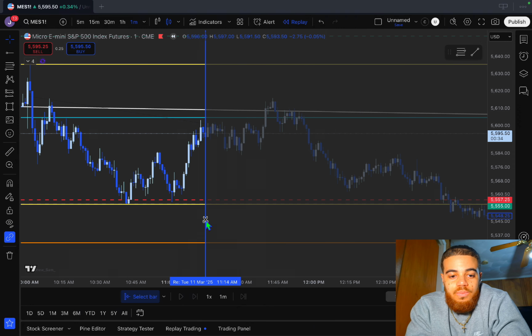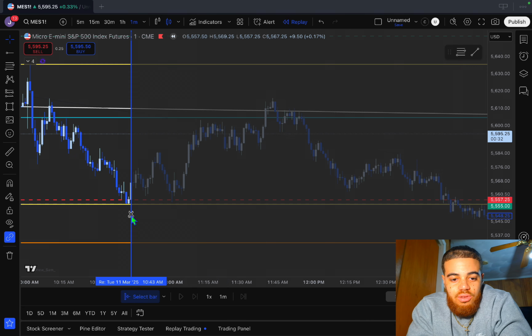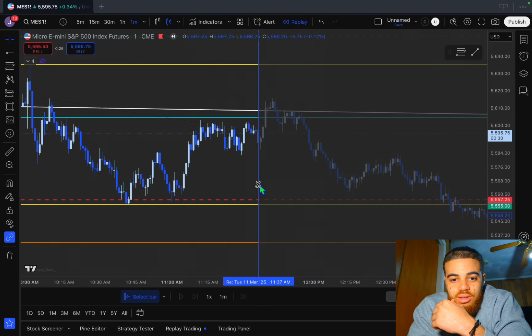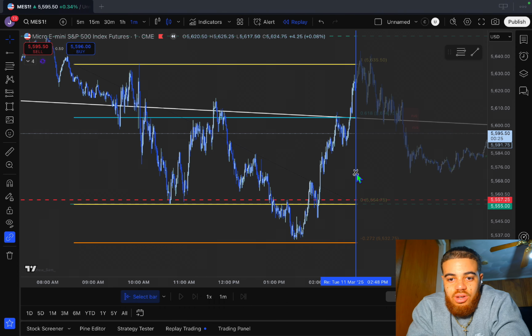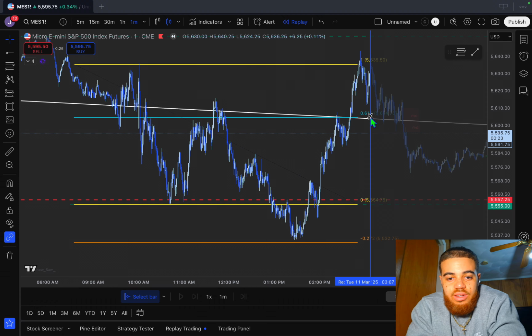All right, so as y'all can see, from that low point that we marked off earlier in the day, we start riding this up all the way. So boom, right here we have our 618 entry. I'm gonna zoom out so y'all can see, which is right here.